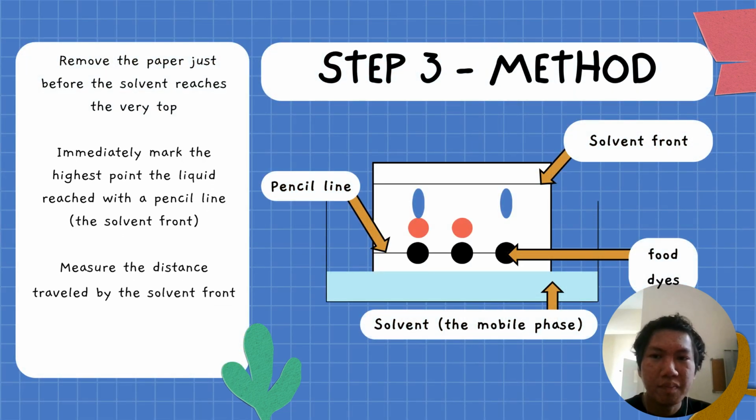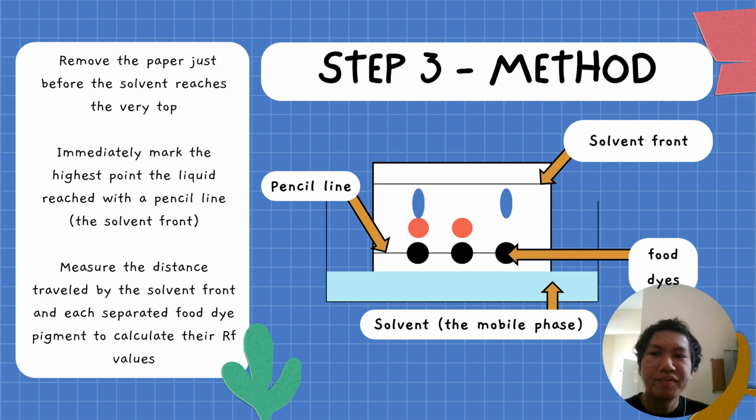And for the last step, remove the paper just before the solvent reaches the very top. Immediately mark the highest point the liquid reached with a pencil line. Now, we measure the distance traveled by the solvent front and each separated food dye pigment to calculate their Rf values.